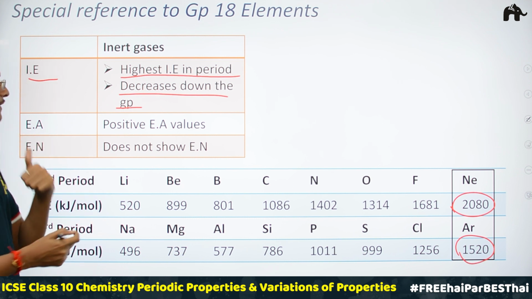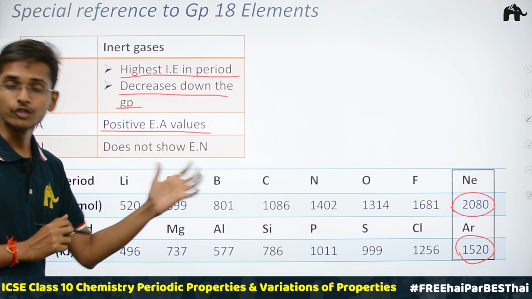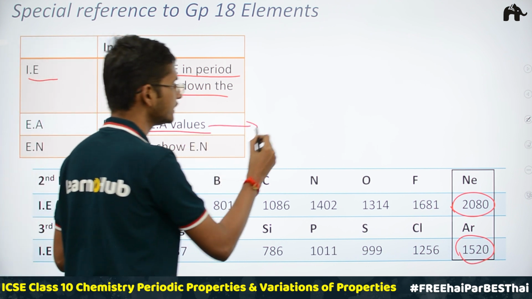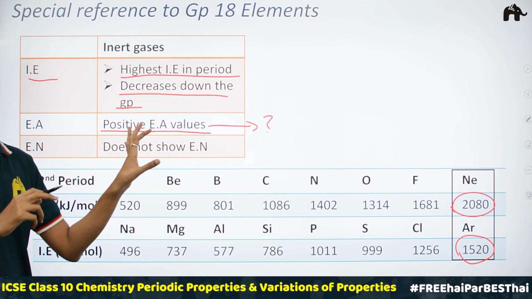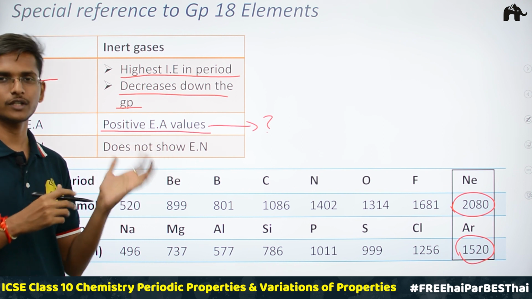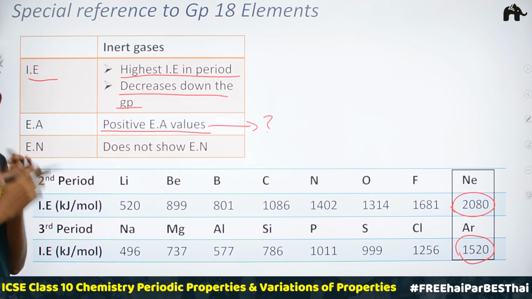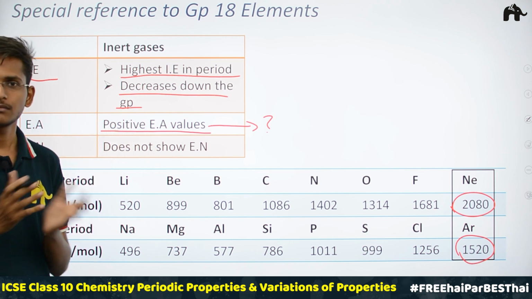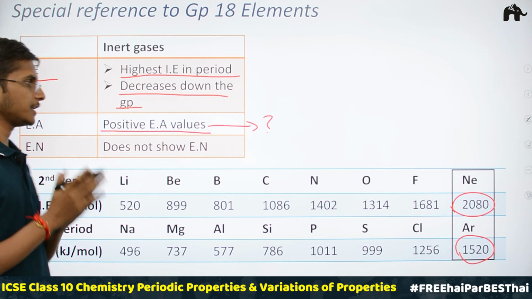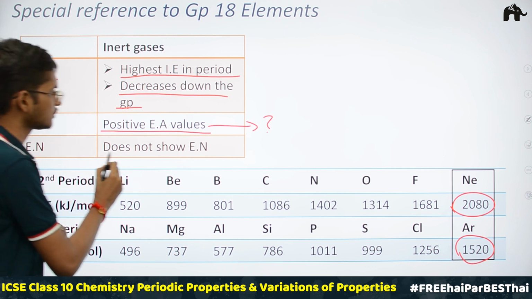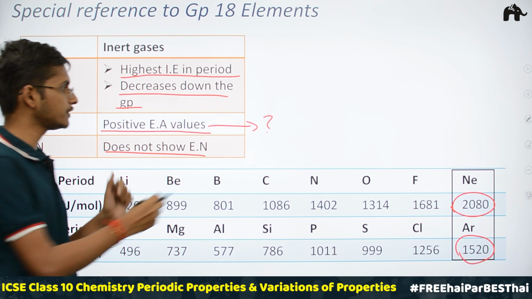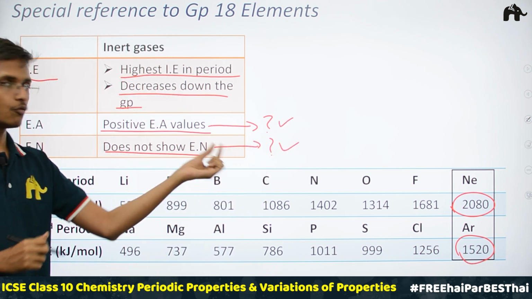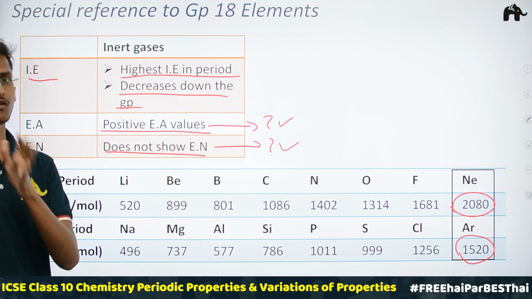Next is electron affinity. It has positive electron affinity values. It was a very interesting thing, and we have also studied its why as well. If you feel you can't recall the why, you can go back to the electron affinity section, where we studied what electron affinity actually is, and understand it again. Then electronegativity: they do not show electronegativity. This thing we have already studied, and why they don't have electronegativity, I have already taught you.